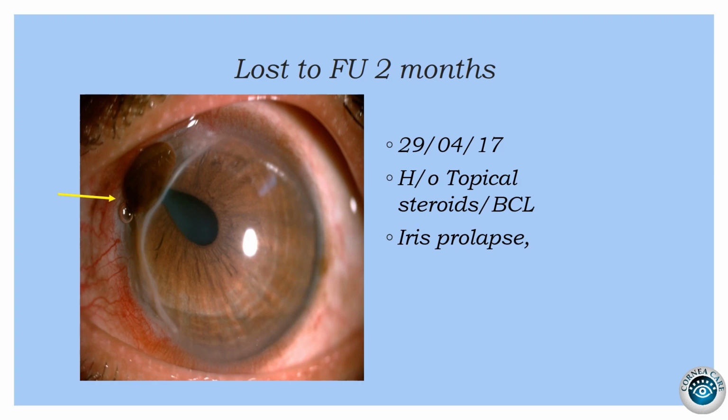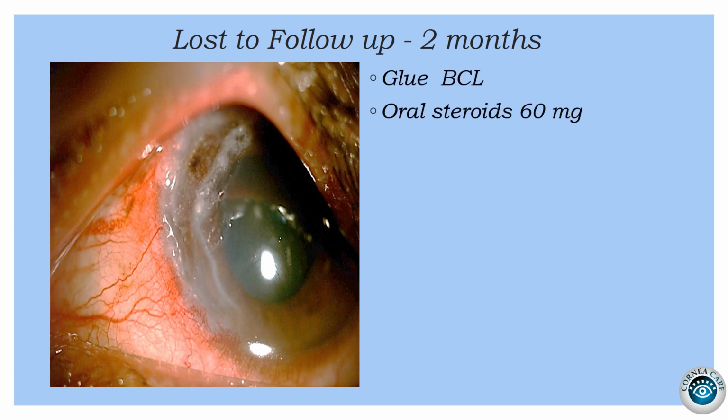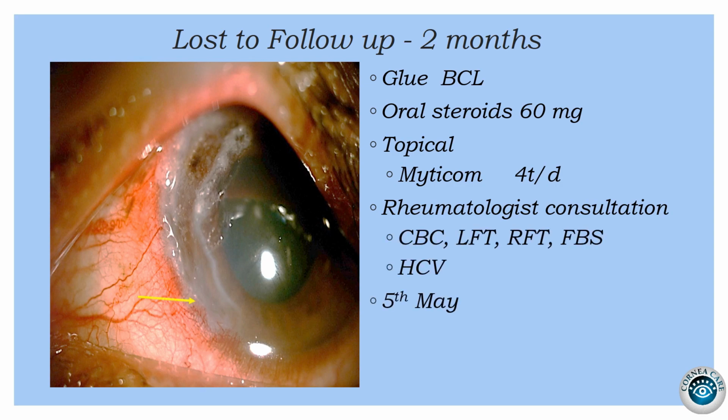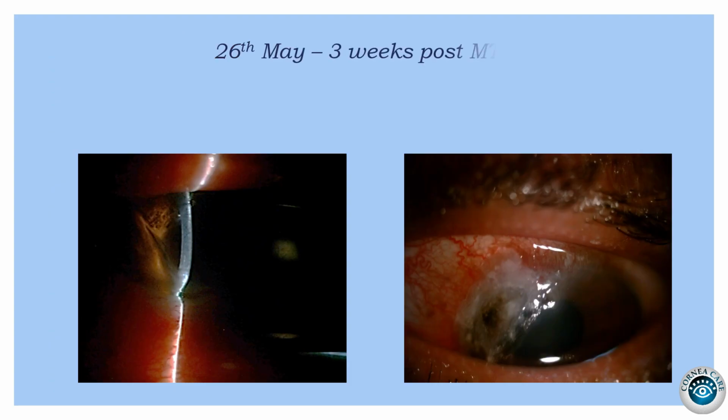Glue application is tedious in the presence of iris prolapse, but we managed to achieve success. Oral and topical steroids were started and rheumatological opinion taken to start methotrexate. We can clearly see that edges are not looking very active at this moment. But 3 weeks later, thinning started at 7 o'clock. We continued oral steroids but made a switch to milder steroids in view of thinning.